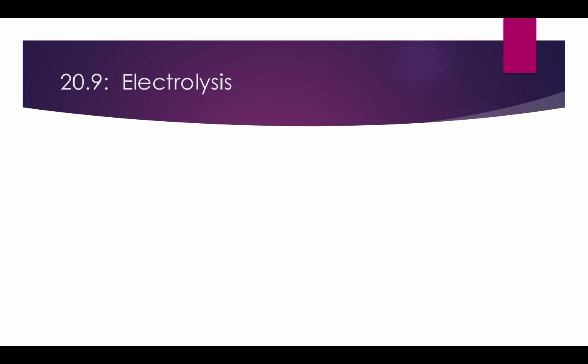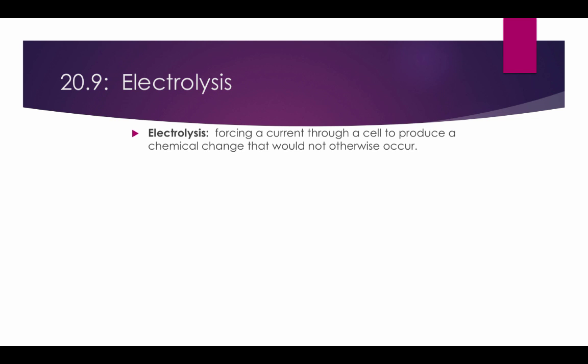When an electrolytic cell is used, a system undergoes the process of electrolysis. Electrolysis is the process of forcing a current through a cell to produce a chemical change that would not otherwise occur. In this case, we're making a non-spontaneous process happen through the continuous addition of electric current.